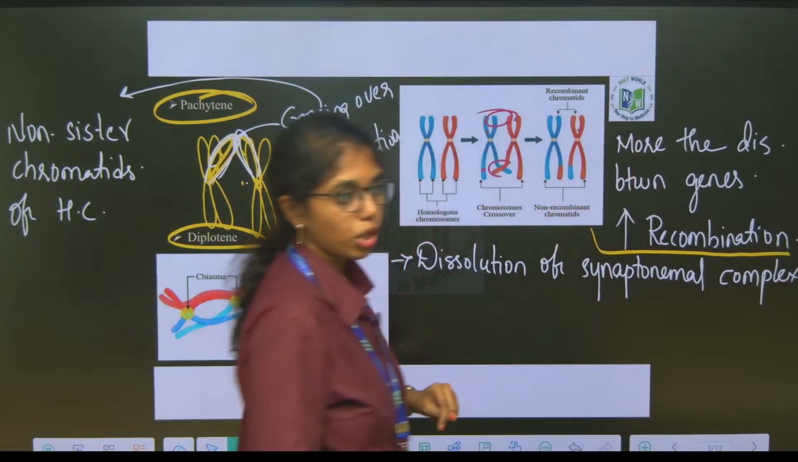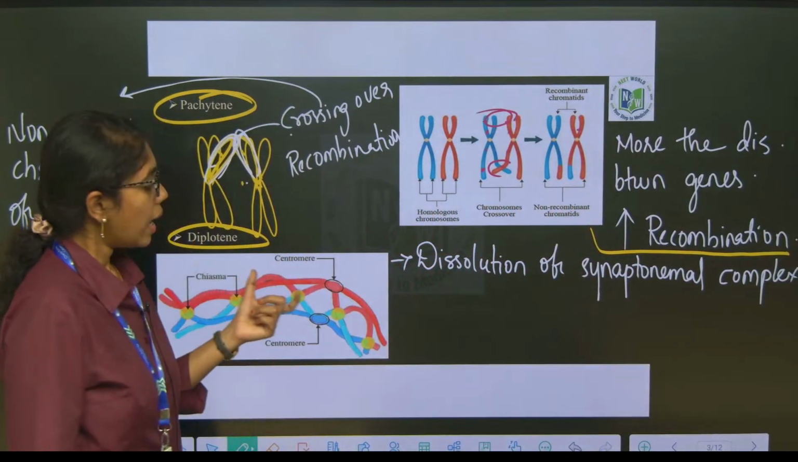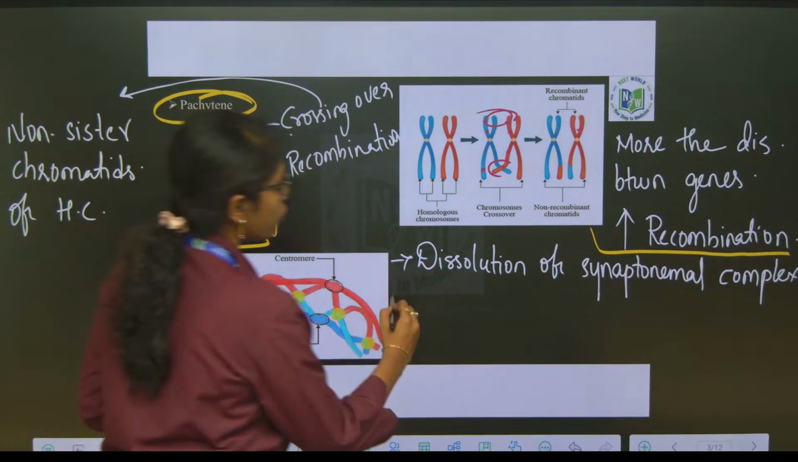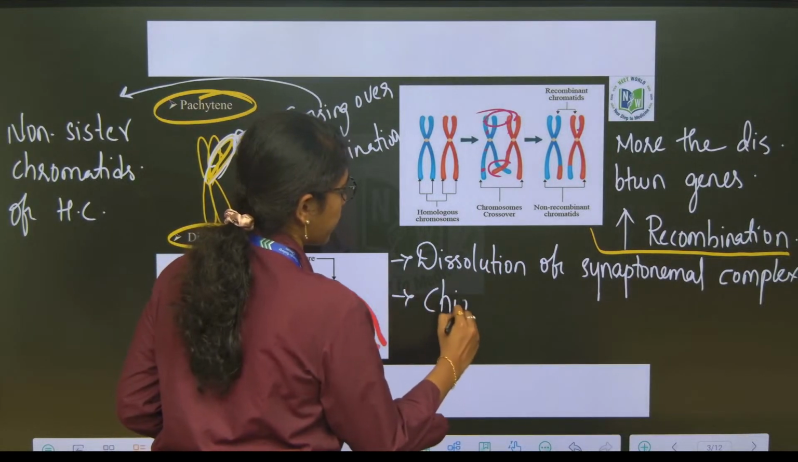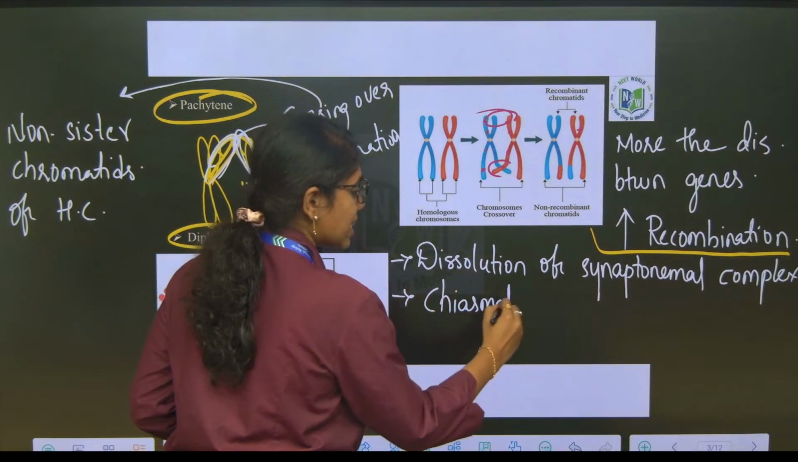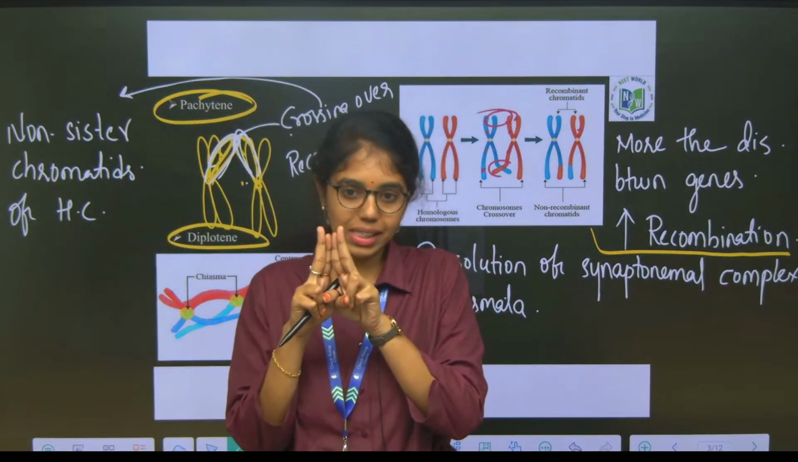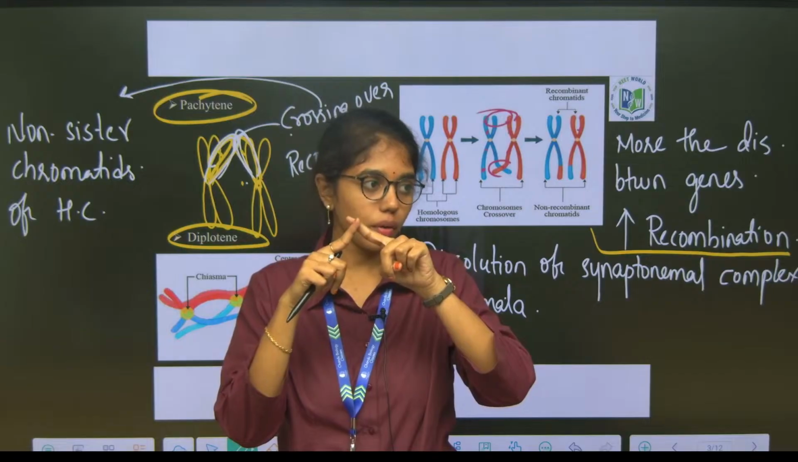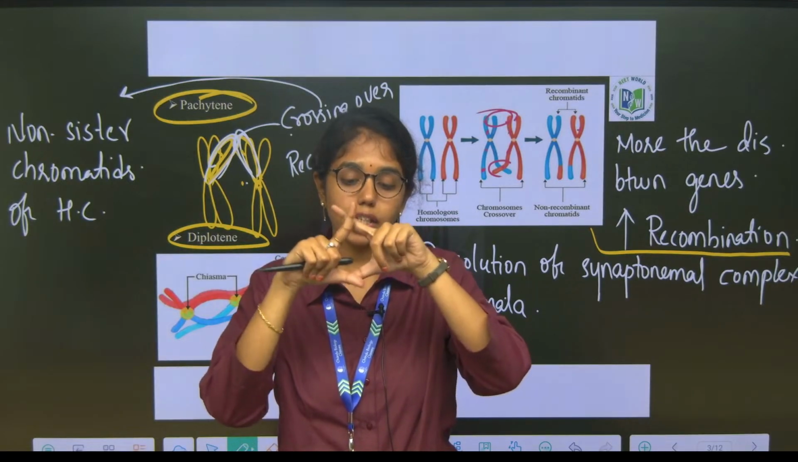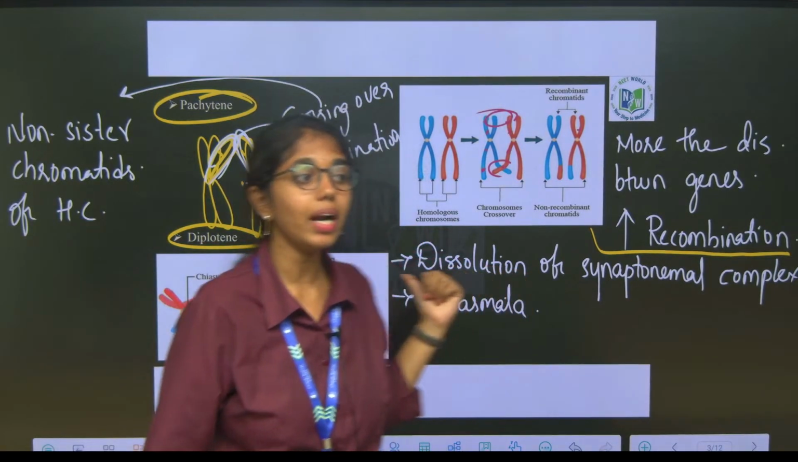Fine, dissolution of synaptonemal complex. And the second thing is formation of chiasmata. It is as simple as it is, nothing to complicate. See, synaptonemal complex is like this. After crossing over, they get like this. These X-shaped structures are called as what?